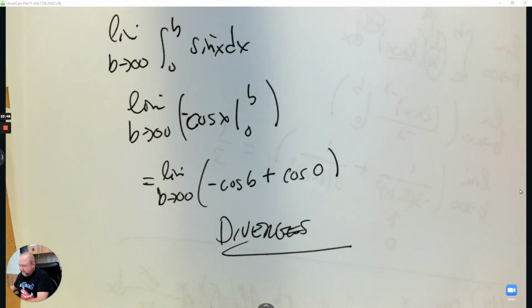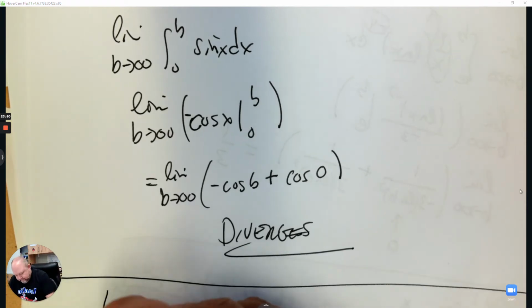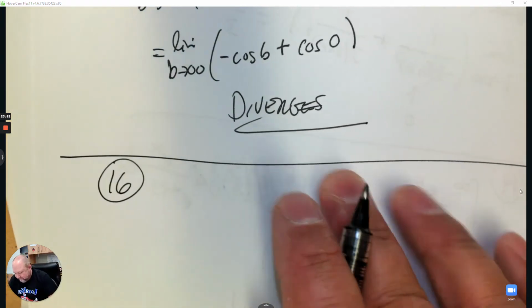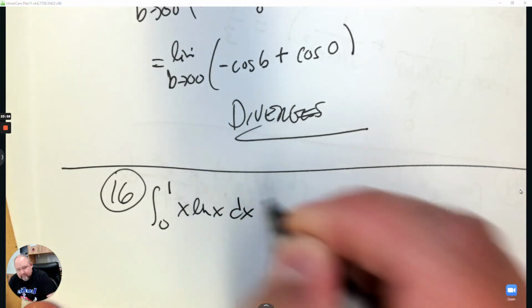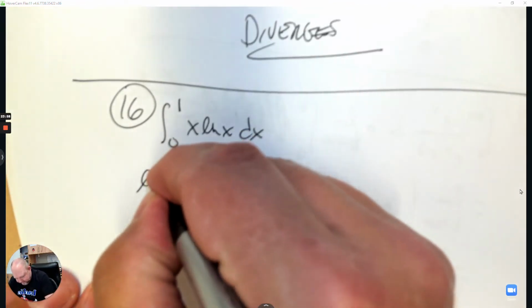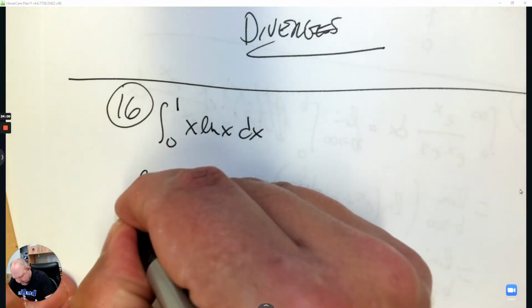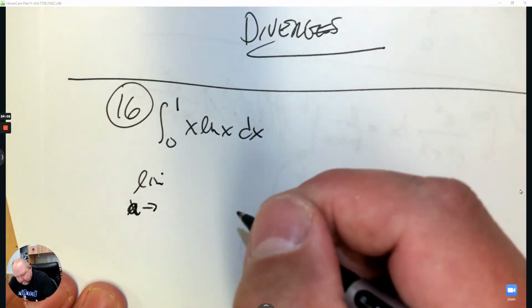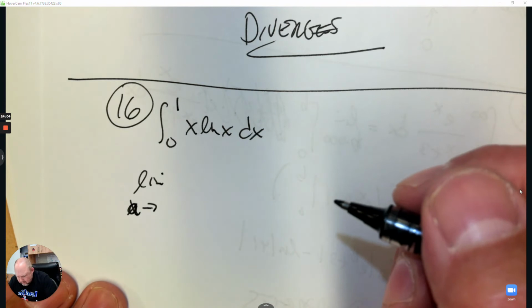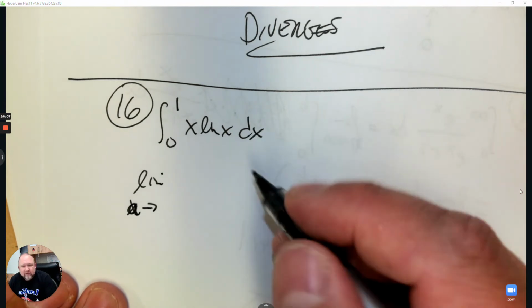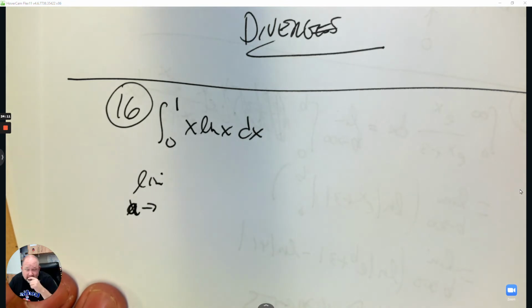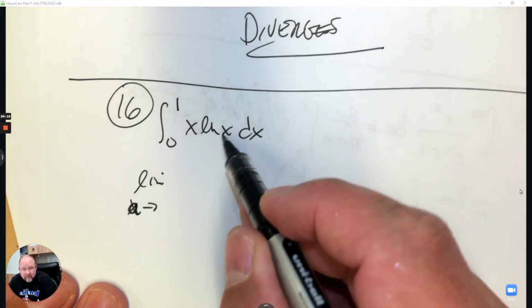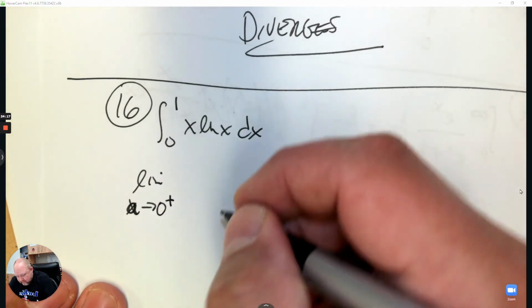Number 16. I'm going to create a limit. How about a? What's wrong here? At 0, it's actually undefined. That's the problem. So why is it improper? Because ln 0 is undefined. So you want 0 from the right side.